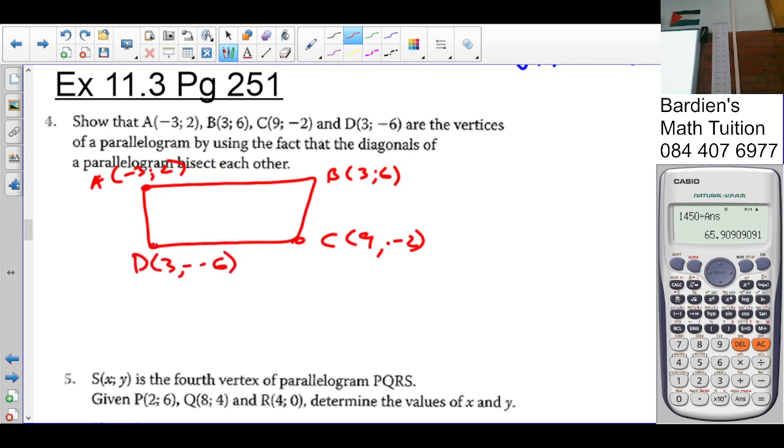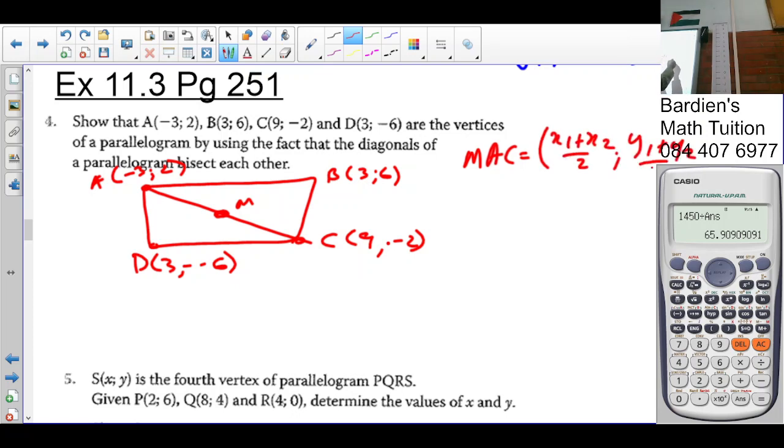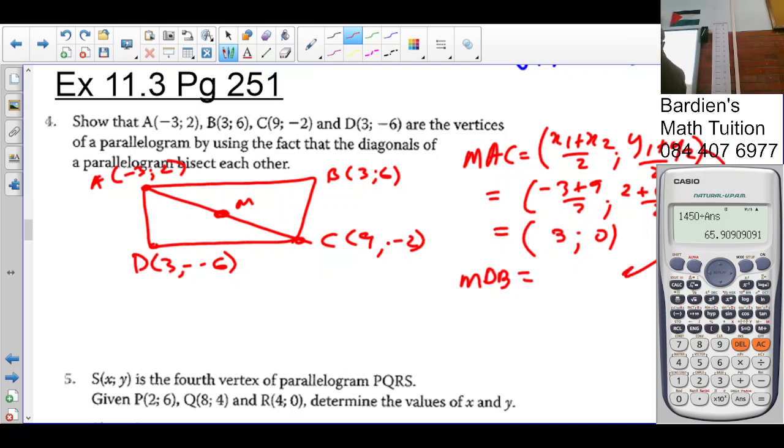So what you do is you work out the midpoint here. Let's call that M for now. The midpoint of line AC is going to be (x1 plus x2) over 2, (y1 plus y2) over 2. So it's going to be (negative 3 plus 9) over 2, and (2 plus negative 2) over 2. That gives us 6 over 2, which is 3, and 0. Now you get the midpoint of DB. Same story. You'll get an answer of (3, 0) there.